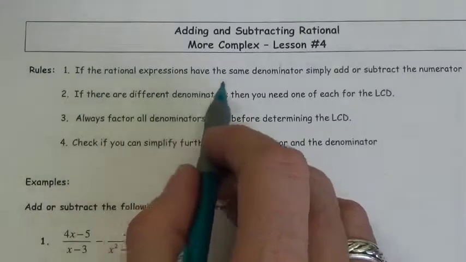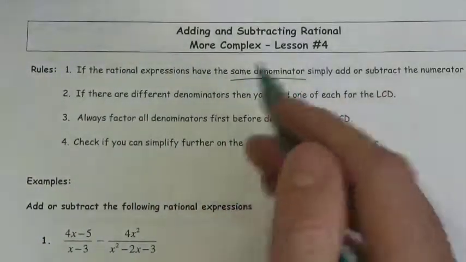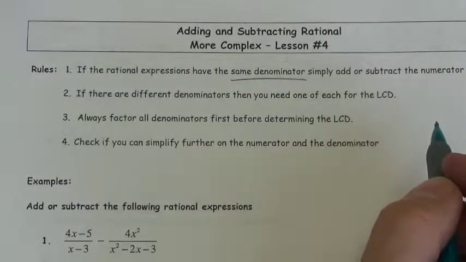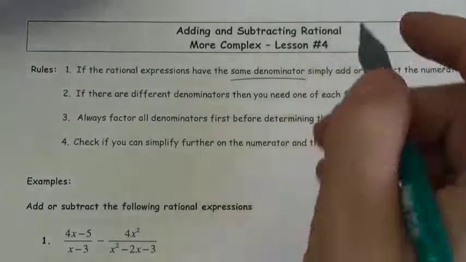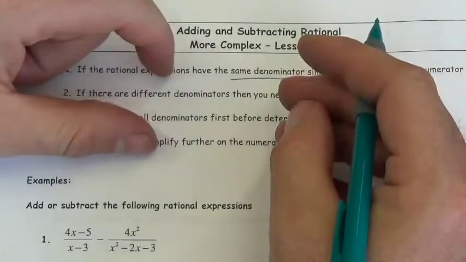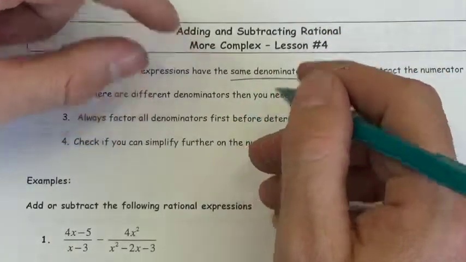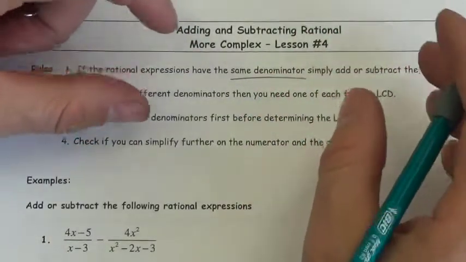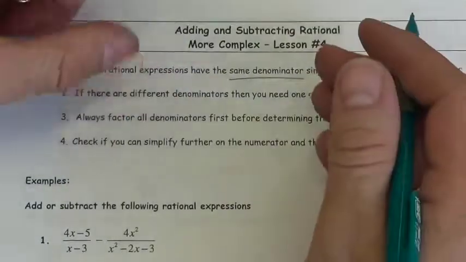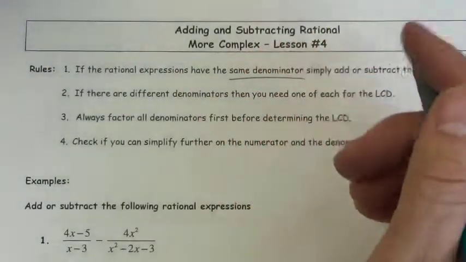So if you've got rational expressions, if they have the same denominator, all we're going to do is add or subtract the numerators. Straightforward as that. Now, what you're going to do is combine the numerators together, and then look at it and see if you can factor and cancel. That's always going to be your end game there. Once you've put it together, factor and cancel if you can.